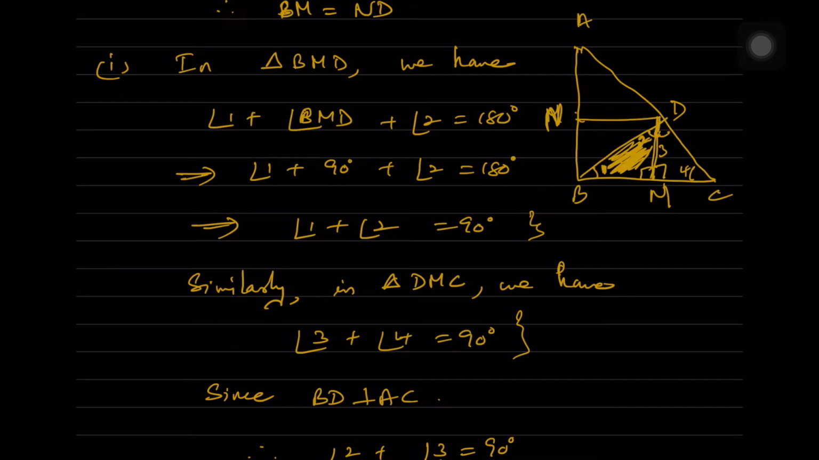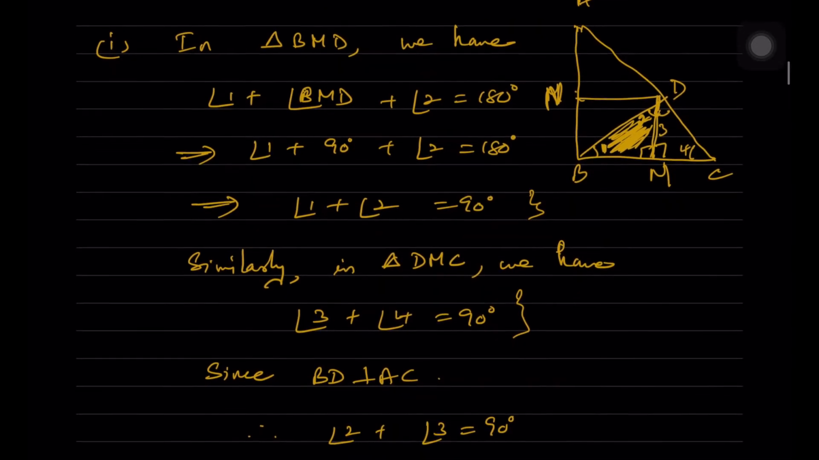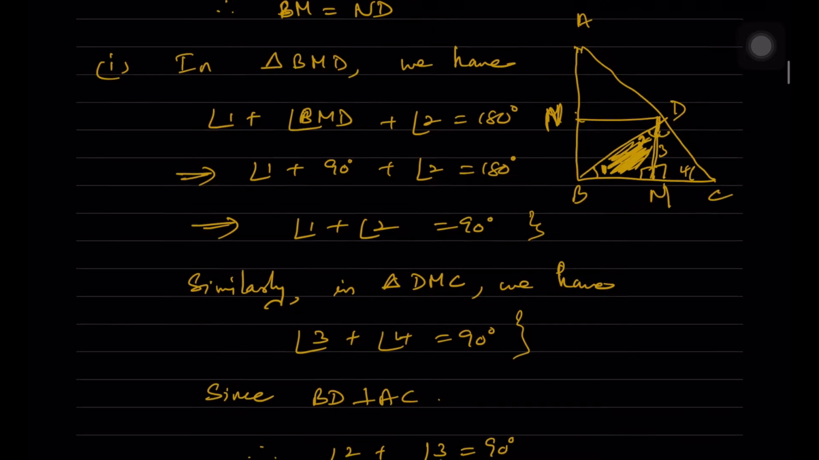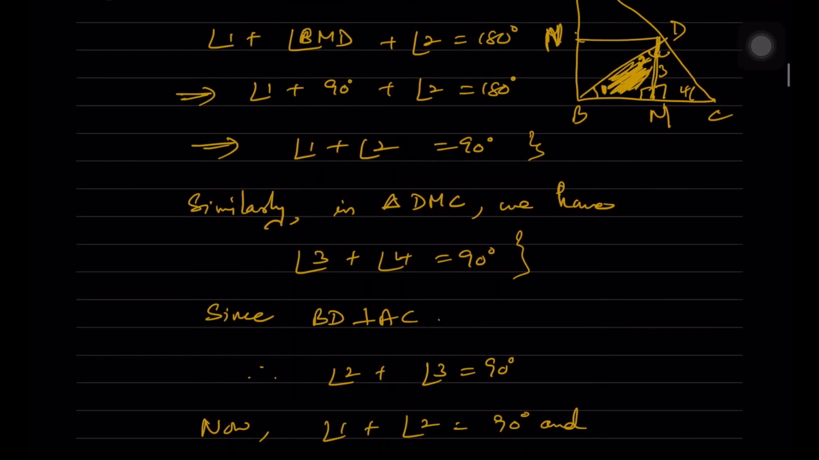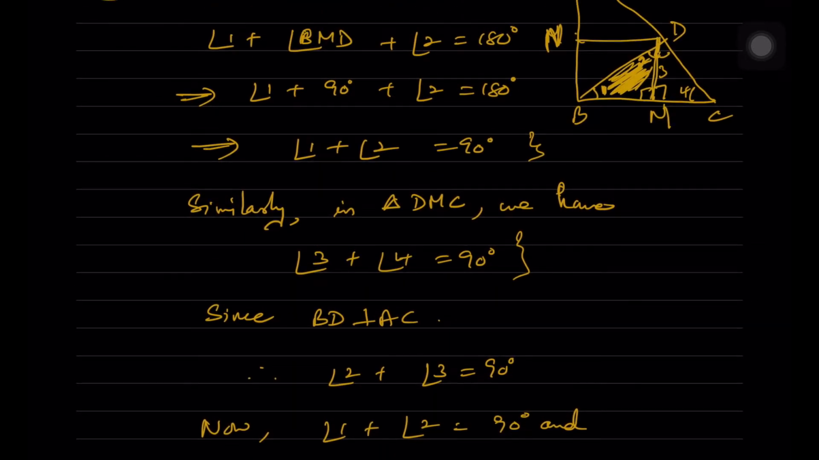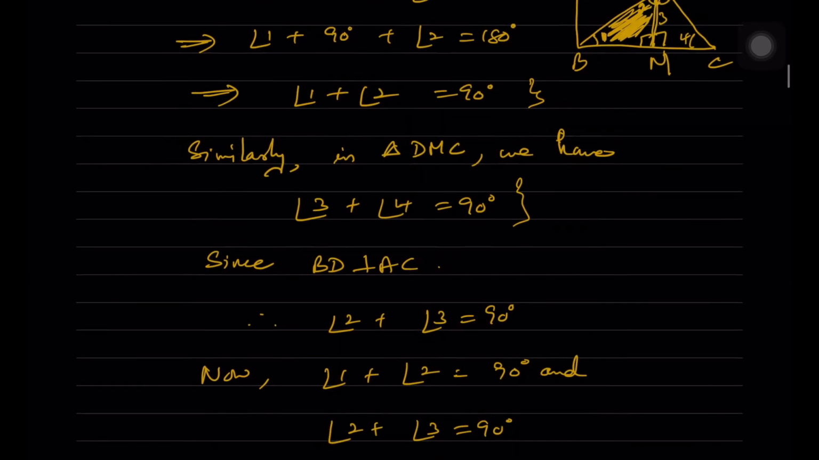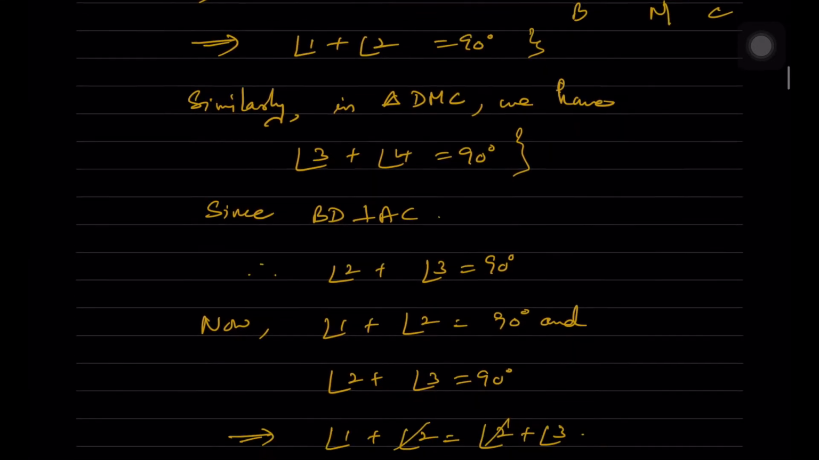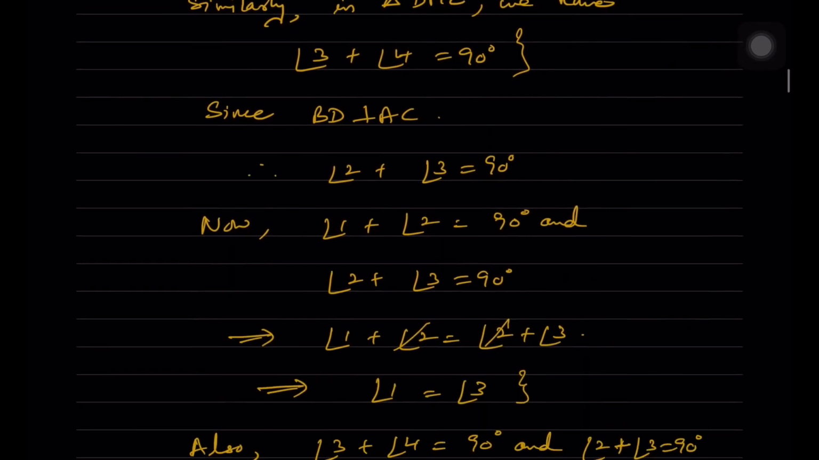Similarly, if we consider triangle DMC, the other triangle, angle 3 plus angle 4 is also equal to 90 degrees. Since BD is perpendicular to AC, angle 2 plus angle 3 is equal to 90 degrees. So now angle 1 plus angle 2 is equal to 90 degrees, and angle 2 plus angle 3 is equal to 90 degrees. We can see this obviously from the figure.